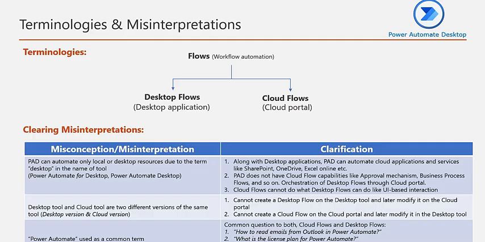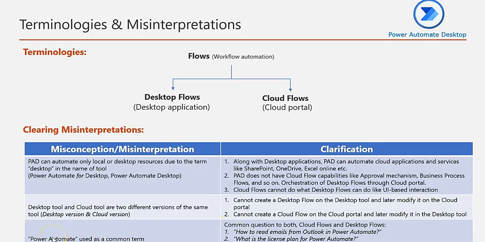If your Excel is stored on, let's say, OneDrive, you open it from your Windows Explorer and make some changes. Later on, when you open it from the online OneDrive, you can still see those changes that you made on desktop. This is not the case with Power Automate flows. You cannot create a desktop flow on the desktop tool and later go in and modify it on the cloud portal. You cannot create a cloud flow on the cloud portal and later modify it on the desktop tool.